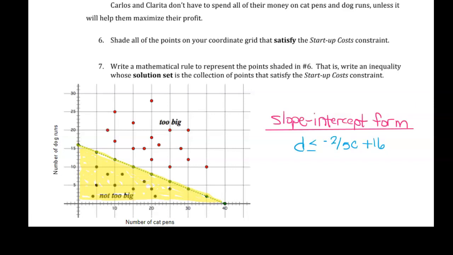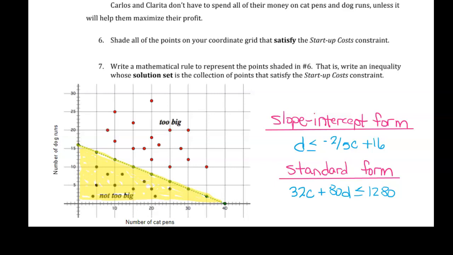And so number 7 asks us to write the mathematical rule used to represent those points that we shaded as an inequality, or the solution set. So the solution set to an inequality are all of the points that satisfy the given constraint. And so in slope-intercept form, this is what our inequality would look like. And then in standard form, it would look like this. So we are shading all of the points that are less than or equal to that $1,280 cost constraint.